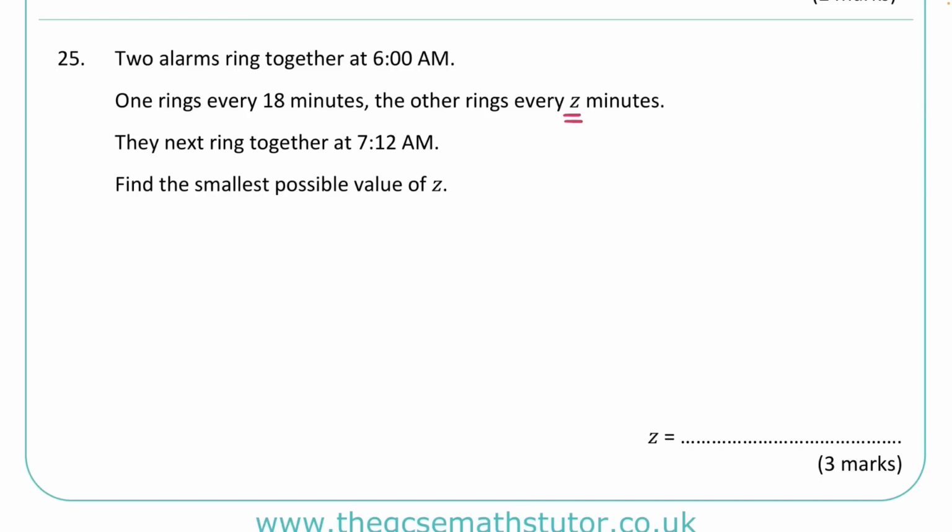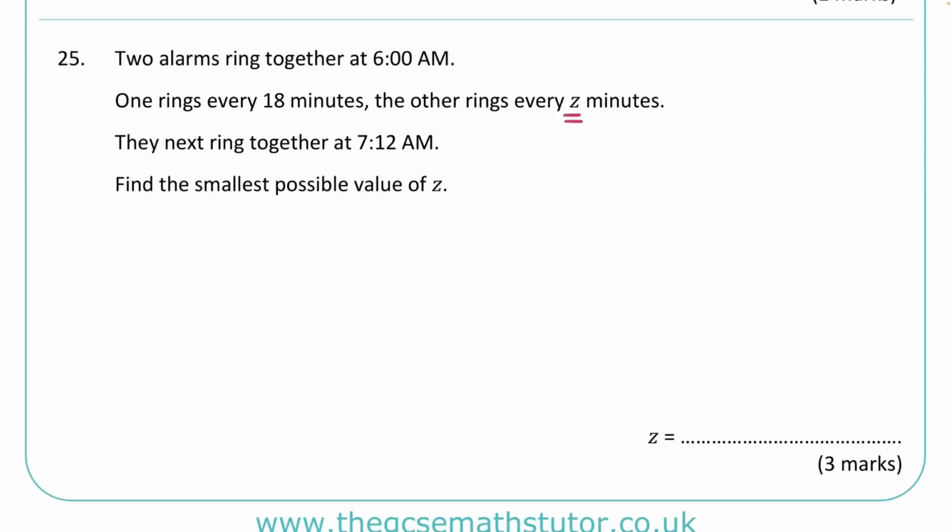So we're trying to find out exactly when they next ring, which is at 7:12, but we want to know exactly how many minutes the other one must have done if that's the next time they ring together. So for example, if the other one rang every 2 minutes, well, they might not ring again at 7:12 because 2 and 18, you would expect them to ring at 18 minutes later, which would be 6:18. So we need to find out what this number is going to be.